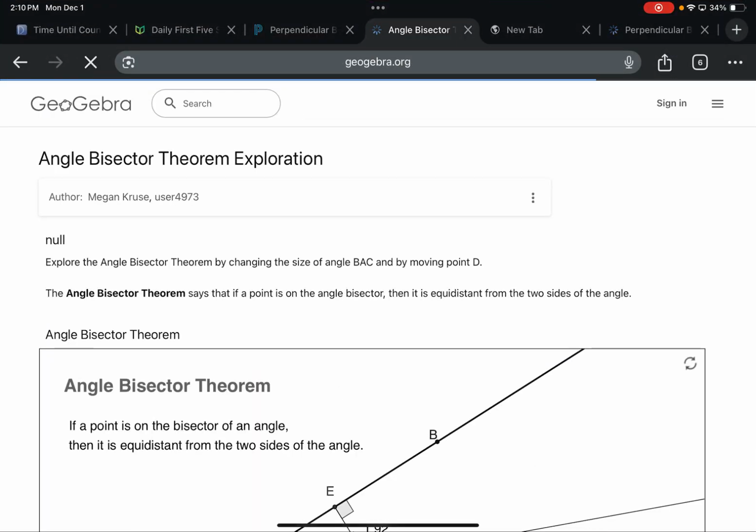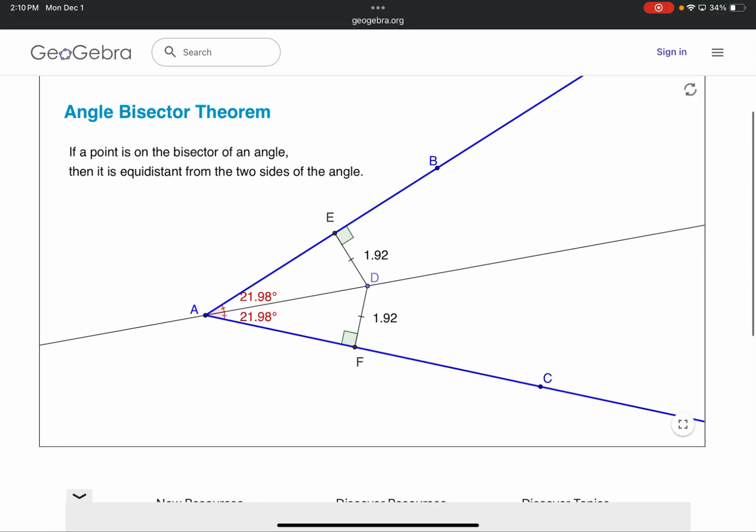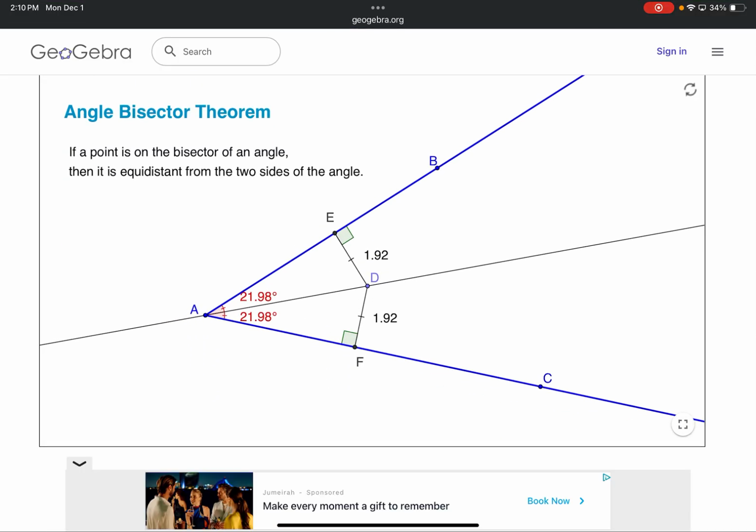If we look at some properties of it, again, what I've done is create an angle bisector. So AD is an angle bisector. Notice how those two smaller angles are the same. And what I've also done is make these two segments perpendicular so that they represent the distance between D and this line, and then D and this line. So that's why those little perpendicular boxes are there.